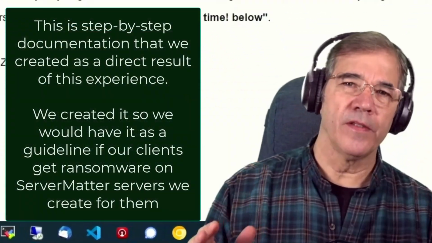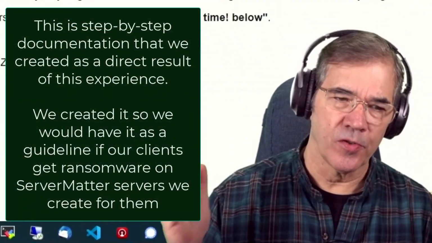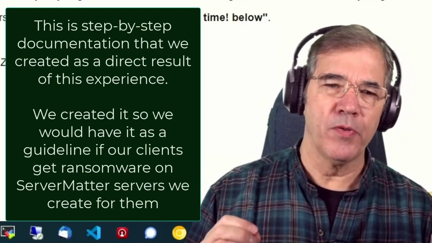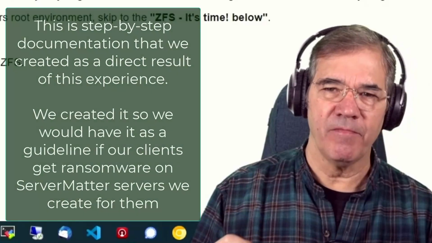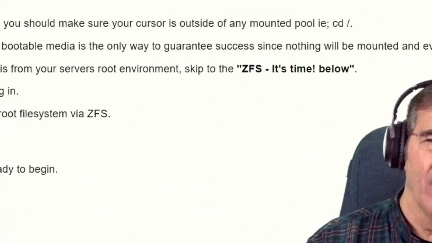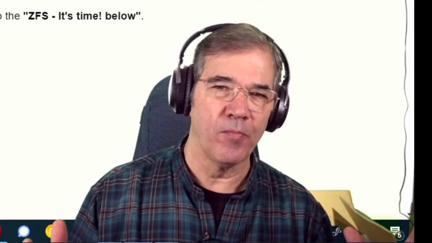All right, I'm going to read this directly from the documentation with screenshots in between. First of all, we booted to a live media. Could be desktop, could be server. It's up to you, whatever you've got on hand. Is a bootable media required? In our test case that I've used once before, we are actually able to do a root snapshot rollback without bootable media. I'm sure that that's the way it went.